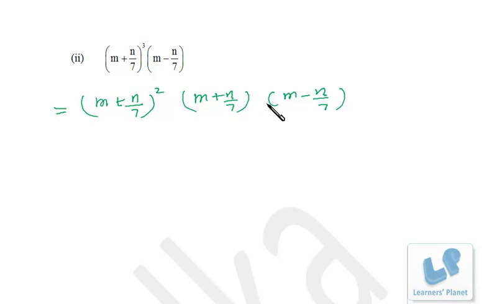Now this is in the format (a + b)(a − b), and (a + b)(a − b) will be a² − b². So it's m² − (n/7)², that is n²/49. So simply this can be written like this.